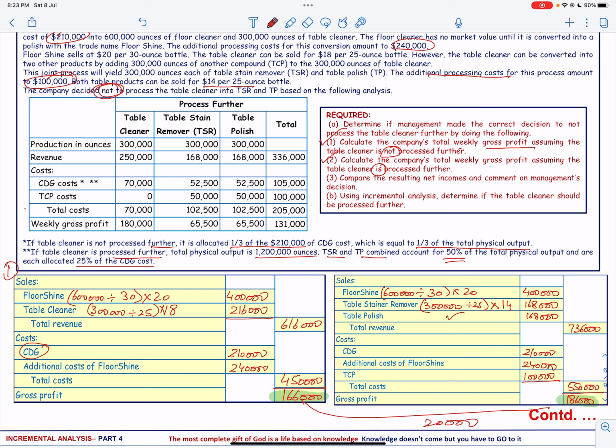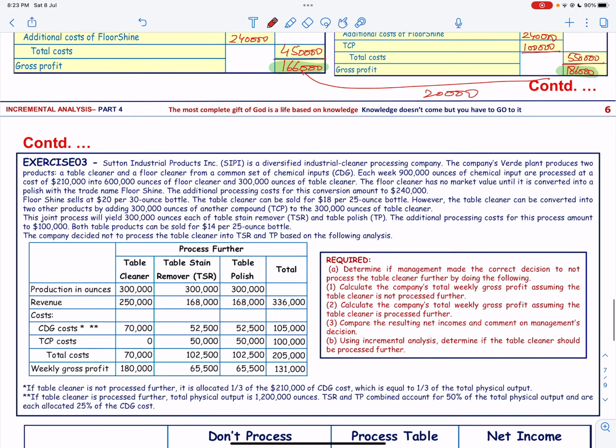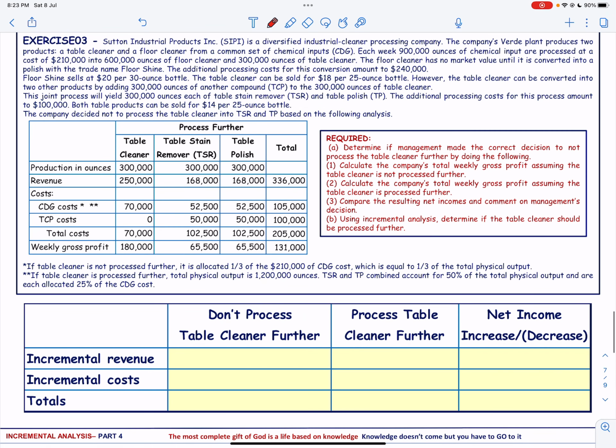So we move on now to number 3. Compare the resulting net income and comment on management decision, and this will be on the next slide. Okay. So when we have to compare the resulting net incomes and comment on management decisions, we have to look into the... So that is what we already made the comment, that they have made a wrong decision. And we move on to number B now.